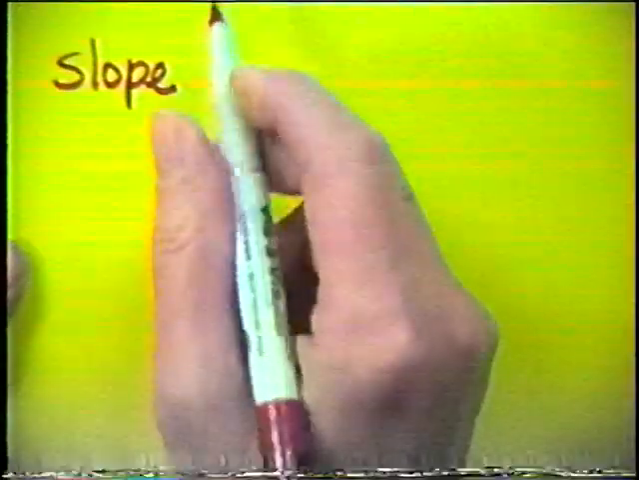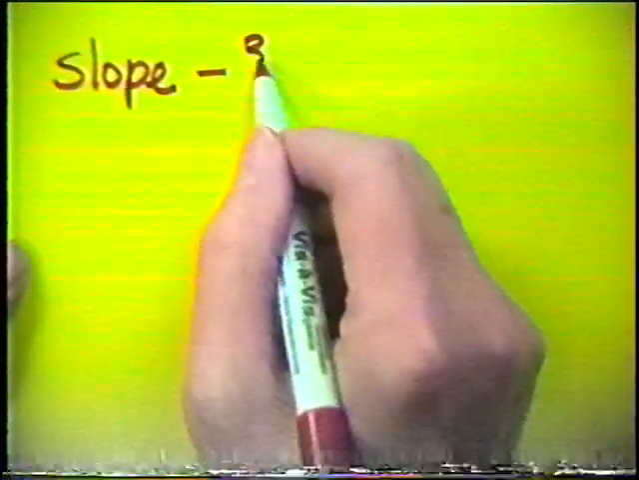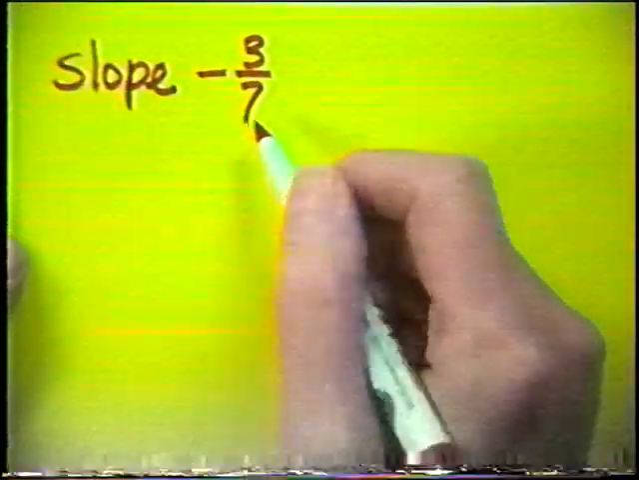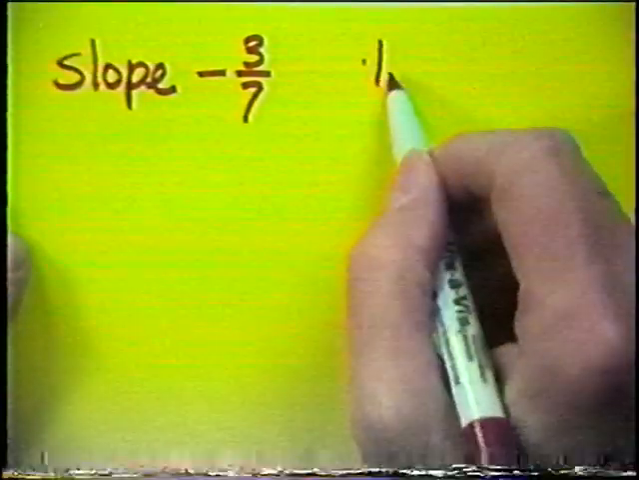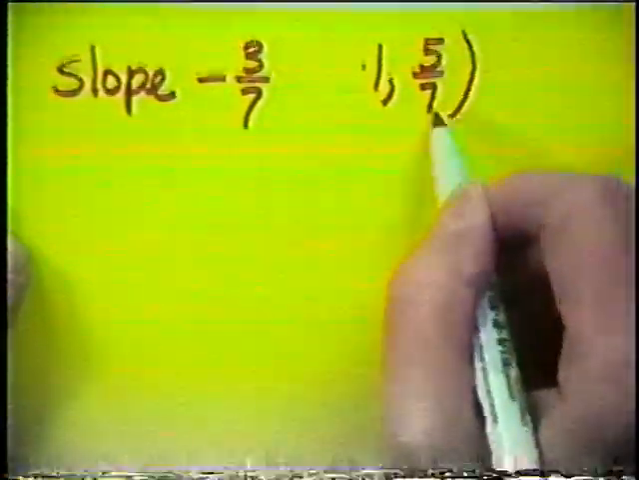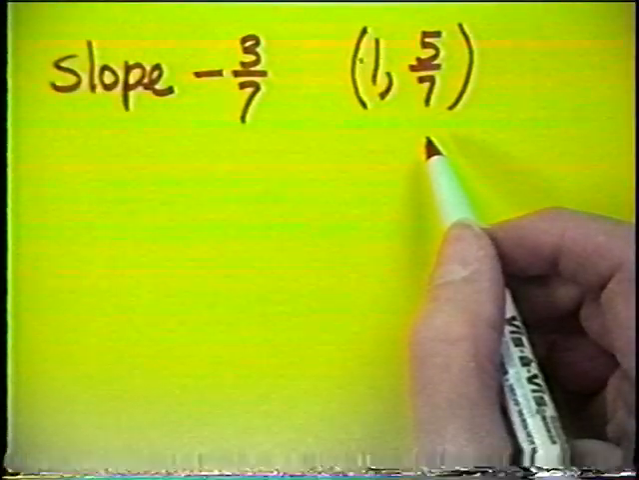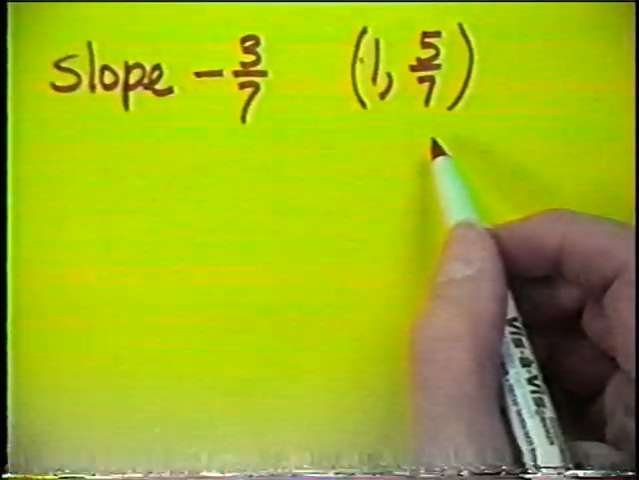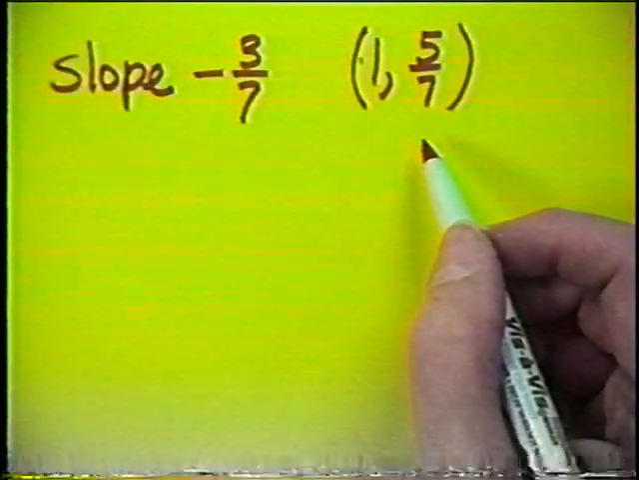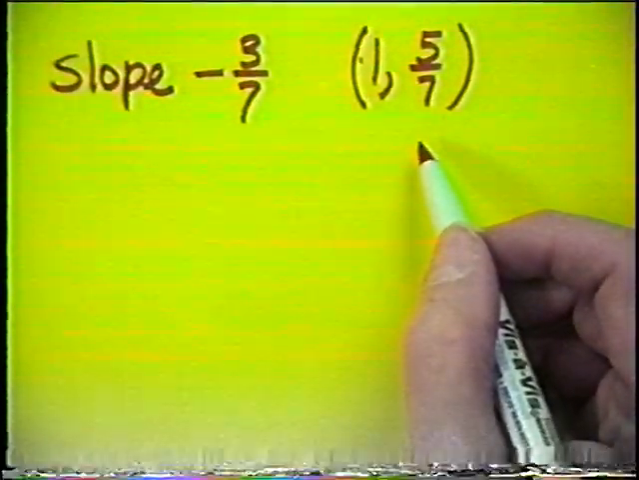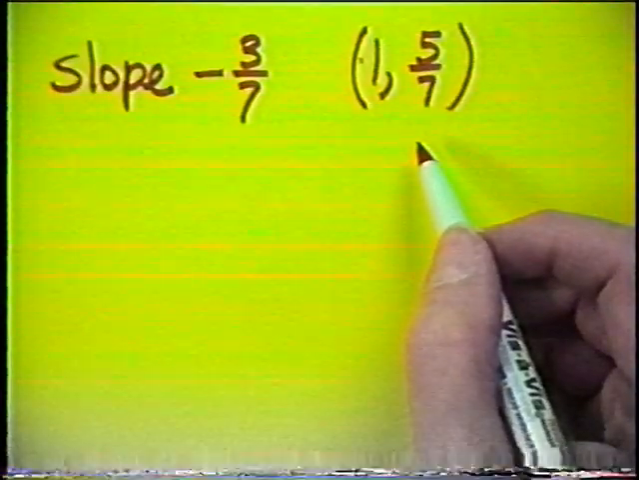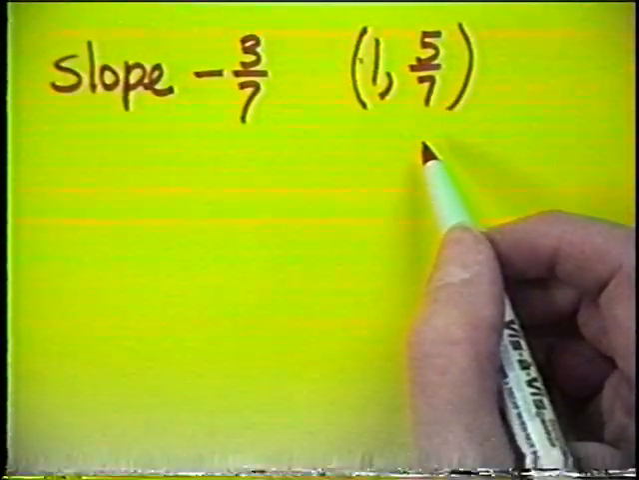Okay, it says slope is a negative 3/7. And it says the point is 1, 5/7. And it tells us to use the point slope form. Now on the test I won't tell you to use the point slope form. Like I said, you can do it either way you want to. I don't care, just so you find the answers.